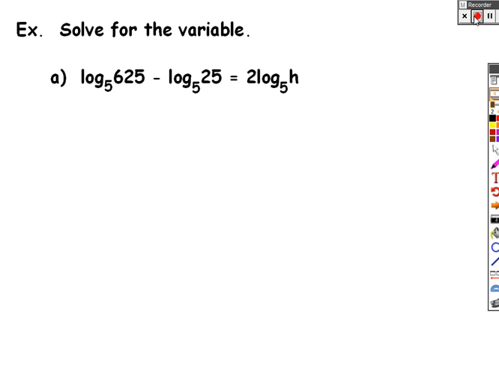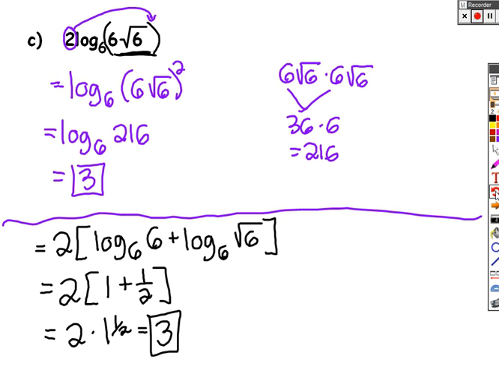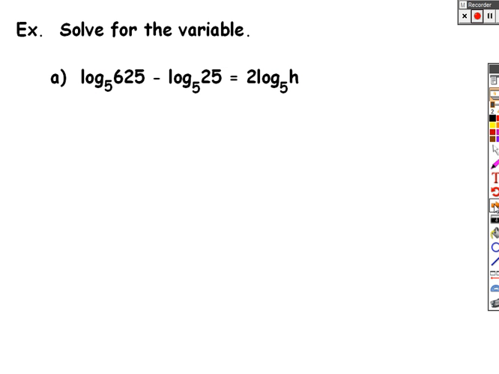Last few examples, let's look at solving some equations involving multiple properties of logarithms. So first off, if I wanted to, I could combine that left side into one log. A log is an exponent. If I'm subtracting exponents, that would originally happen if I were dividing terms with the same base. So I could rewrite this as log base 5 of that first argument divided by the second argument.